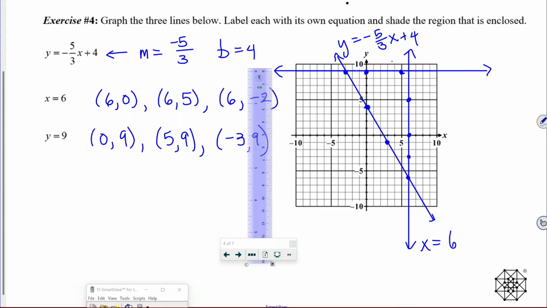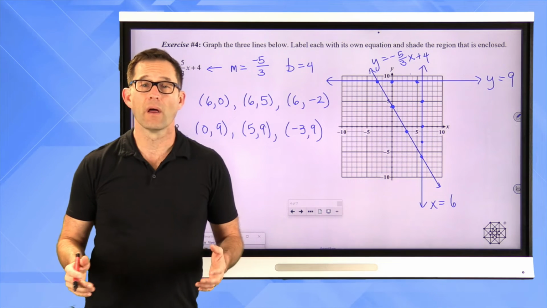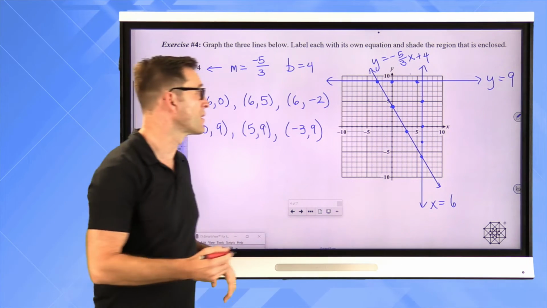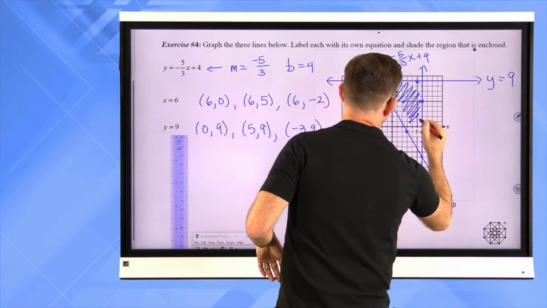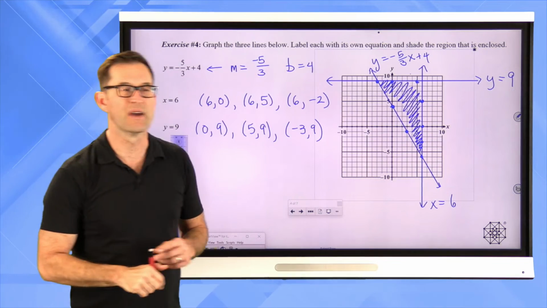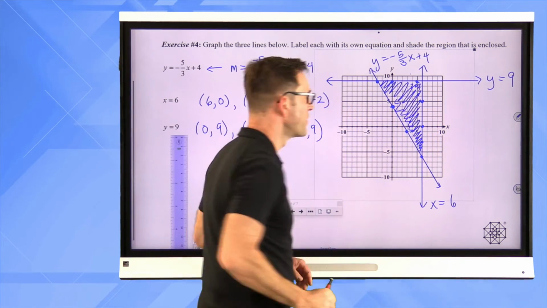And we can label it. Now, what you should be able to see as well, once we've done that, is that those 3 lines enclose a triangular region. And in fact, it says shade the region that's enclosed. Right? Not the greatest shading job, but you understand what I mean. Maybe I should put a little shading in here and get a little bit closer there as well.